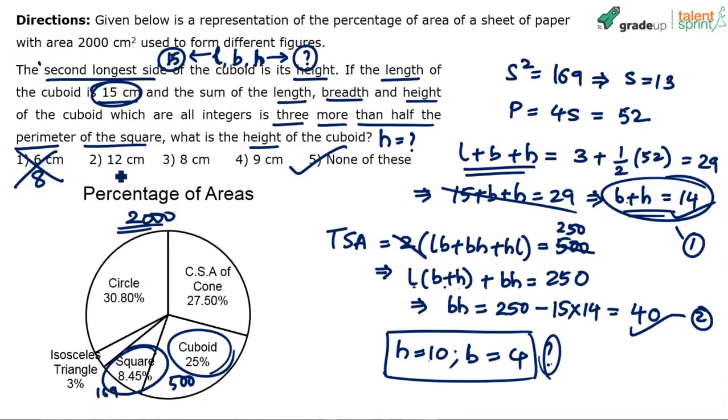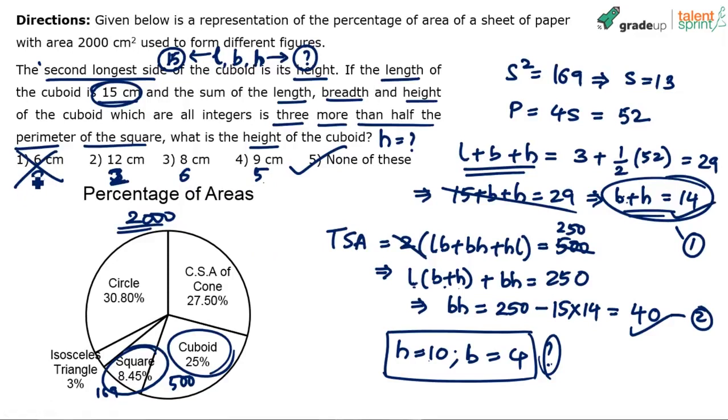If the height is 12, breadth is 2. Sorry. Total of breadth and height should be 14. So 12 plus 2 is 14, 8 plus 6 is 14, 9 plus 5 is 14. What is given in the options is the height, and what we have noted down is the breadth. So 6 and 8, 14; 12 and 2, 14; 8 and 6, 14; 9 and 5, 14.